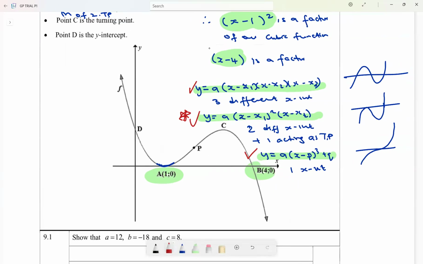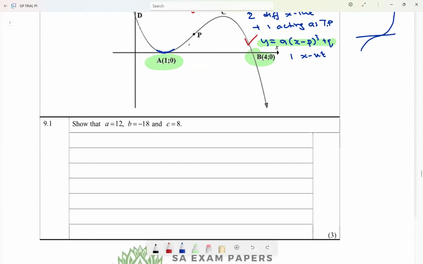Because now I have a factor acting as a turning point as well as an x-intercept, as well as one factor acting normally. So I'm going to use that one. I'm going to say y is equal to a into x minus x1, let me square that, x minus x2. And then, guys, we just become mathematicians and we solve beautifully.